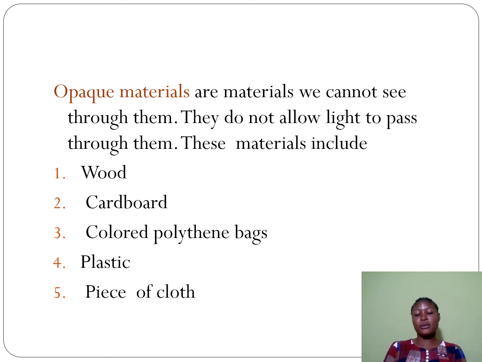Carry on to opaque materials. Opaque materials are materials we cannot see through. They do not allow light to pass through them. These materials include 1. Wood, 2. Cardboard, 3. Colored polythene bag, 4. Plastic, 5. Piece of cloth. These things do not allow light to pass through them, and neither can we see through them. These make them opaque objects.